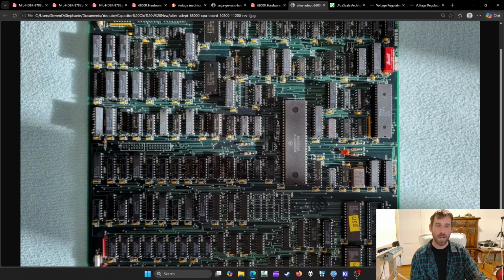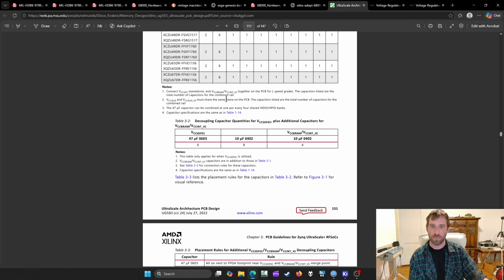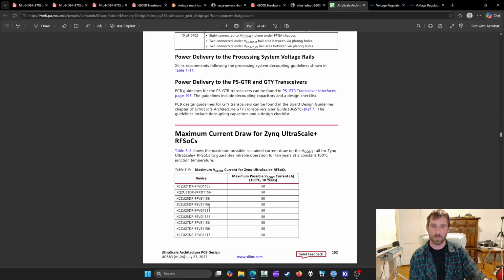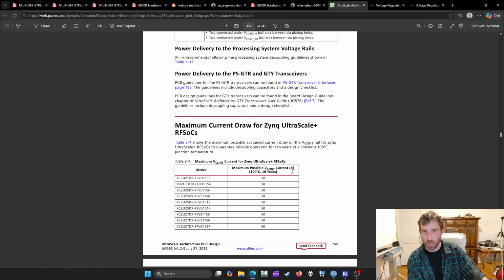So now I want to give you a little bit of bonus material, something that's a little bit more current, not 1980s vintage, but still gives you an idea of what's going on. So we're going to look at an FPGA from 2022. So this thing right here, maximum possible current, 50 amps. Is this for real? Oh yeah. The voltage rails are probably around 1.2 volts.